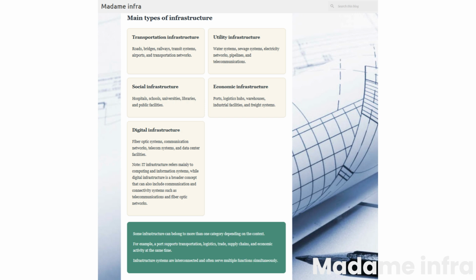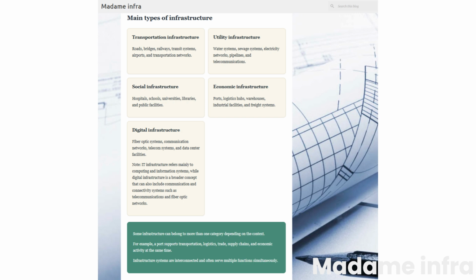Some infrastructure can belong to more than one conversation depending on the context. For example, a port supports transportation, logistics, trade, supply chains, and economic activity at the same time. Infrastructure systems are interconnected and often serve multiple functions simultaneously.